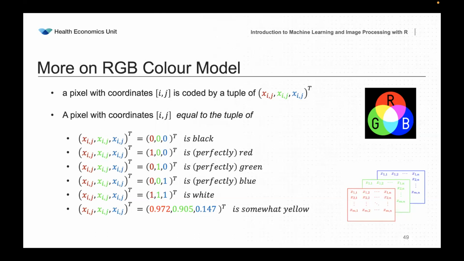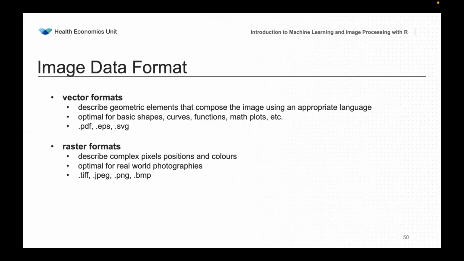And images have different data formats. One is the vector format. Vector describes the geometric elements that compose the image using an appropriate language, and is optimal for basic shapes, curves, functions, and matplotlib plots. You would probably use formats such as PDF, EPS, and .svg. Then you have another format, called the raster format, which describes the complex pixel positions and colors. It's optimal for real-world photography or applications, for example .tiff, JPEG, PNG, and BMP. So more detailed pixel information is available in this format of image.